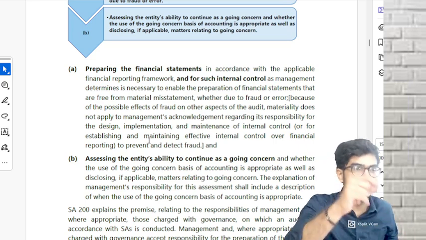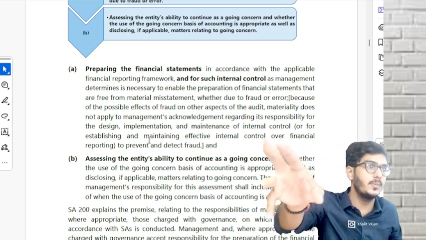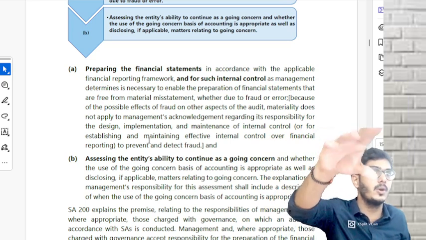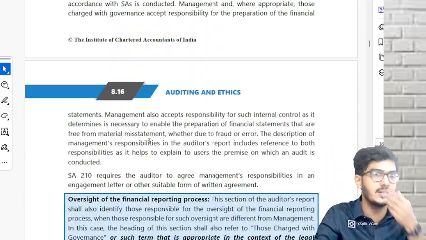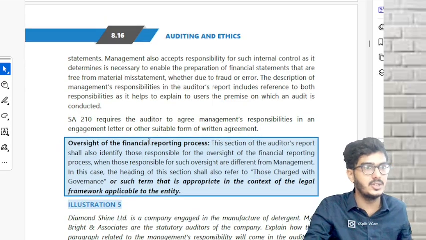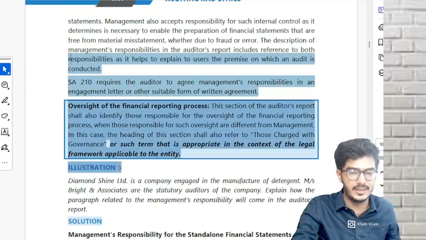In the exam, they'll ask you a question: the auditor has made an auditor's report, please explain or write down what has to be put under the management's responsibility section. Just write this and come off. Understood? Then comes the rest, everything is RMN. This and all is RMN.